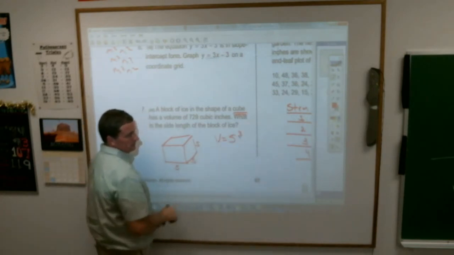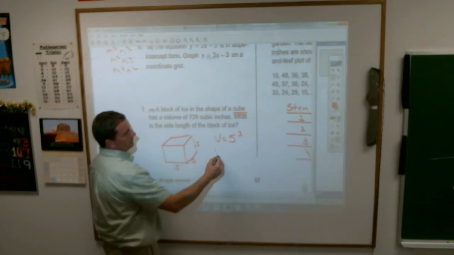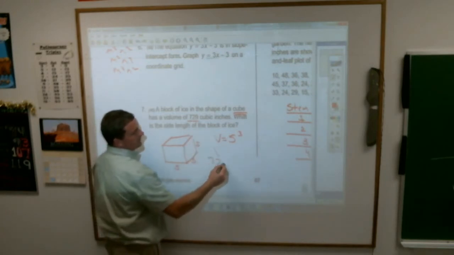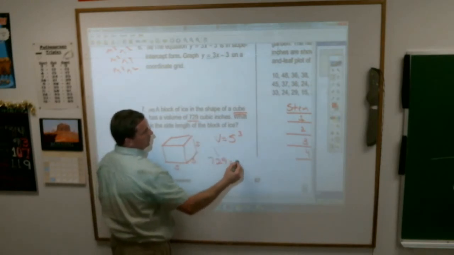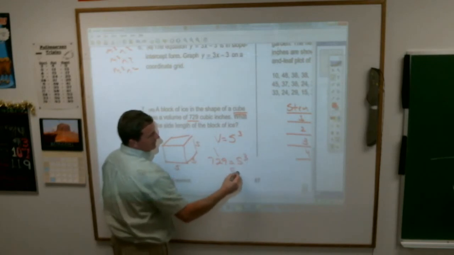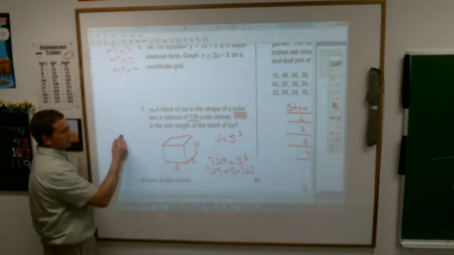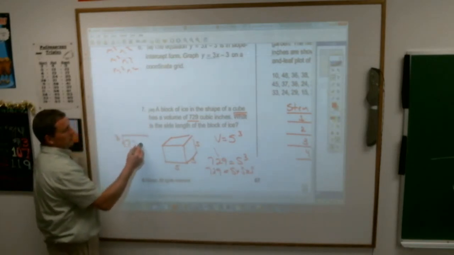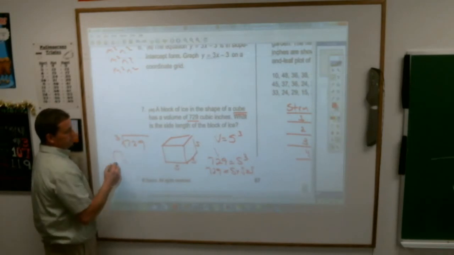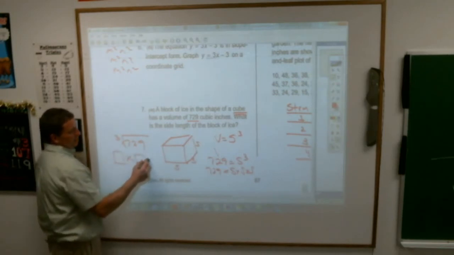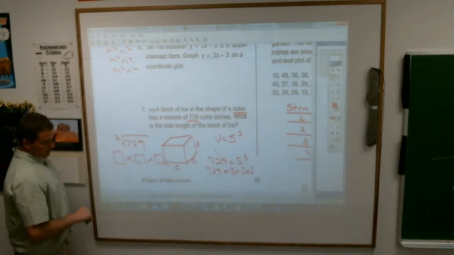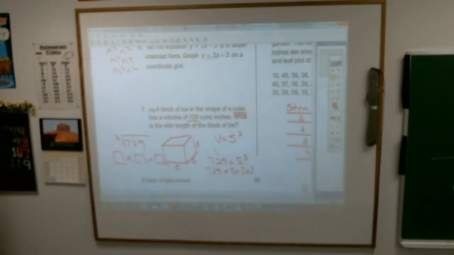So volume equals side cubed. We know the volume is 729, so you need to figure out what number times itself 3 times gives you 729, which is the cube root of 729. And it's not 729 divided by 3.